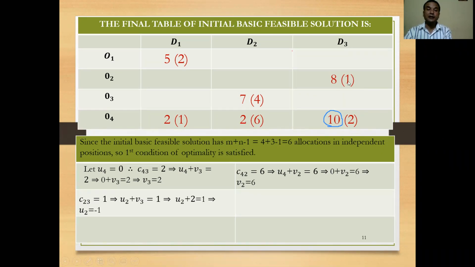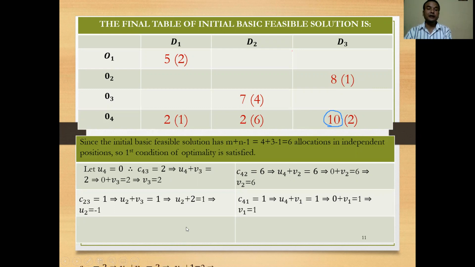C23 is 1 means U2 plus V3 is equal to 1. The V3 value is known, 2, and U2 plus 2 is 1. Therefore, U2 is minus 1. Then we find C41. C41 means this 1. U4 is 0, so V1 is equal to 1.